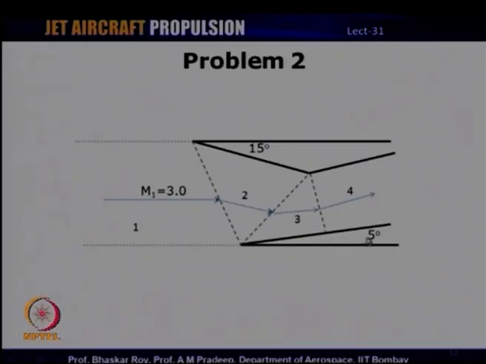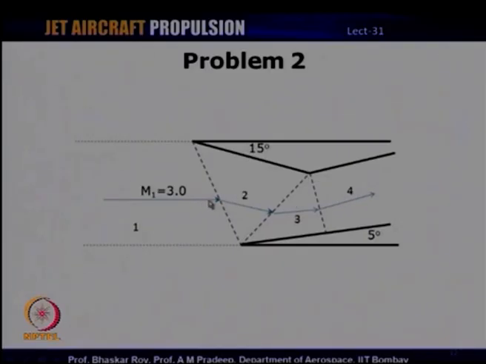So, there is a ramp angle which is 5 degrees here, and there is also a wedge angle at this side, the forebody angle, which is about 15 degrees. The free stream Mach number is 3. So, let us denote the station just before the first oblique shock as station 1, just after the first oblique shock as station 2, which also happens to be the upstream of the second oblique shock. Downstream of the second oblique shock is station 3, downstream of the normal shock is station 4.